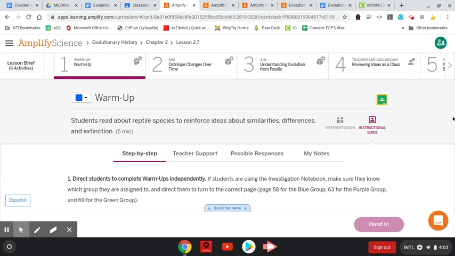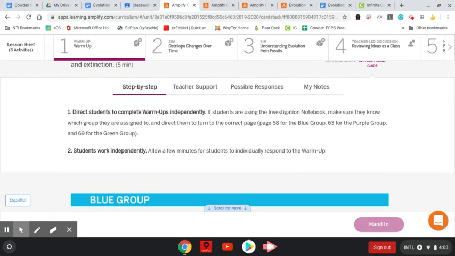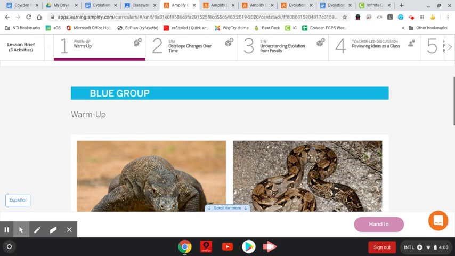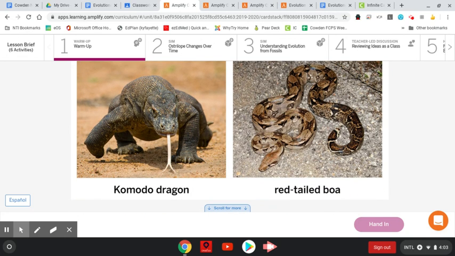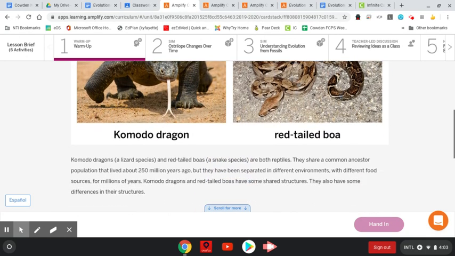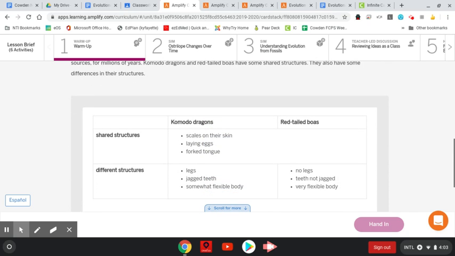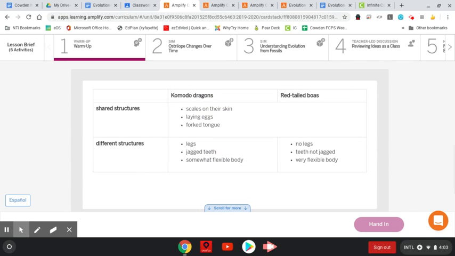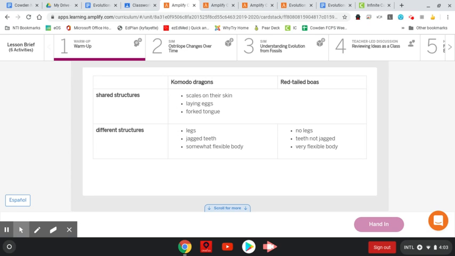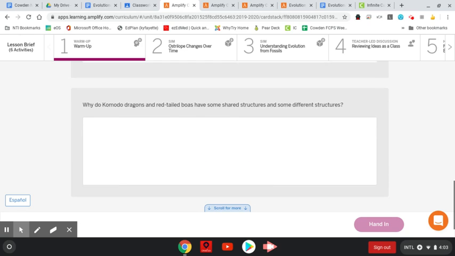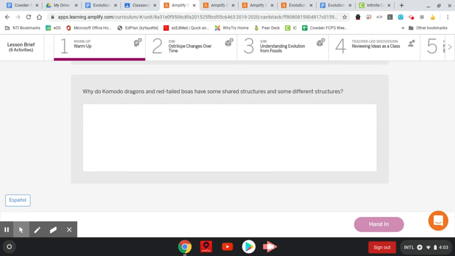Alright, so in the warm up, it has you comparing two different species: a Komodo dragon and a red-tailed boa. It has a short paragraph to tell you the history of these two animals. It has a chart that shows the shared structures and the different structures. And the question is, why do Komodo dragons and red-tailed boas have some shared structures and some different structures?